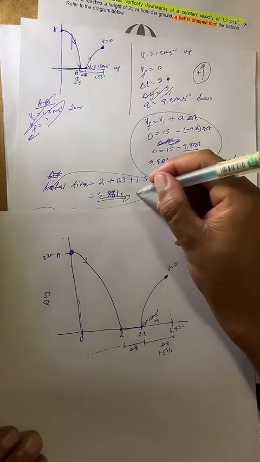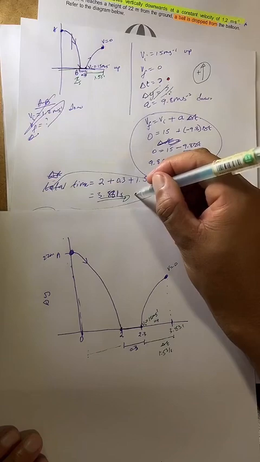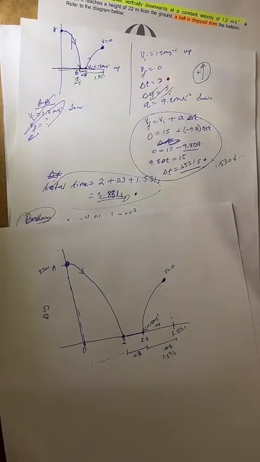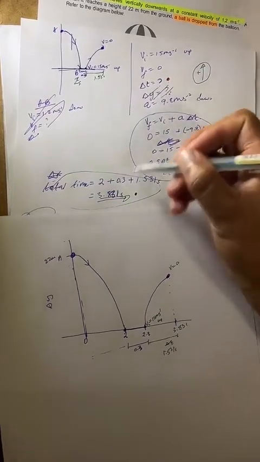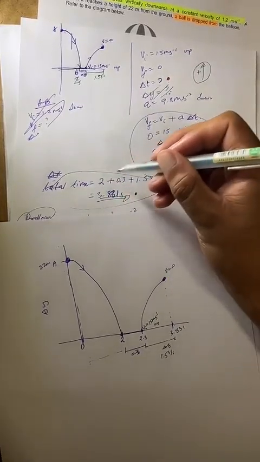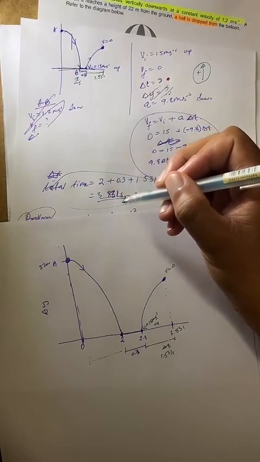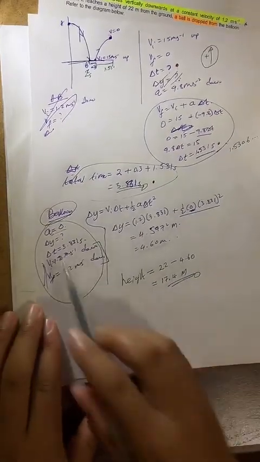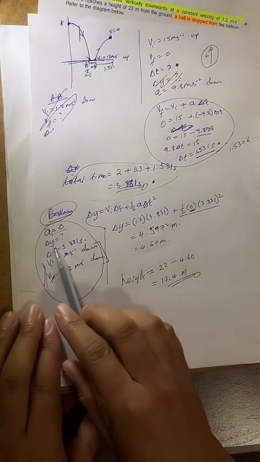So this is the total time for which the ball has been away from the hot air balloon. During this time, the hot air balloon has been coming down at the same speed. Now we want to know how far the hot air balloon has traveled, so we calculate the displacement of the hot air balloon.